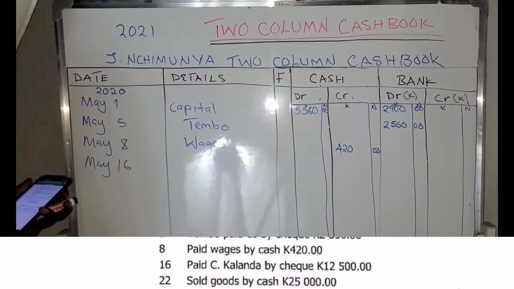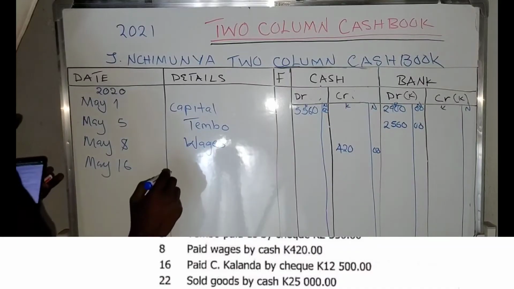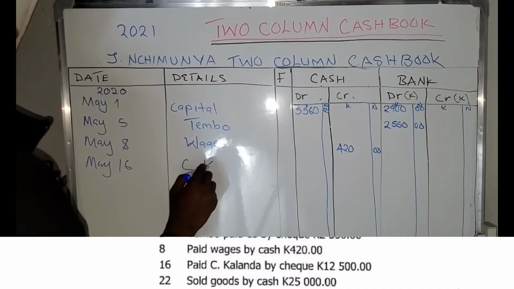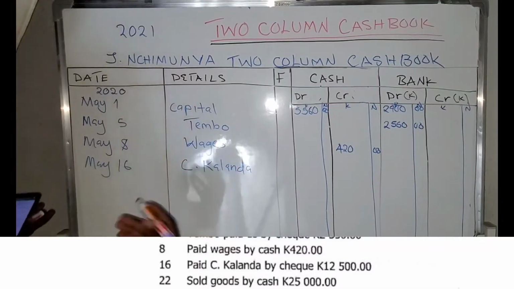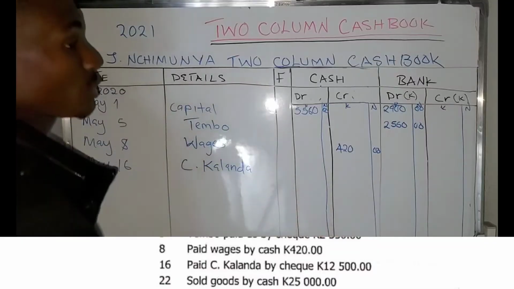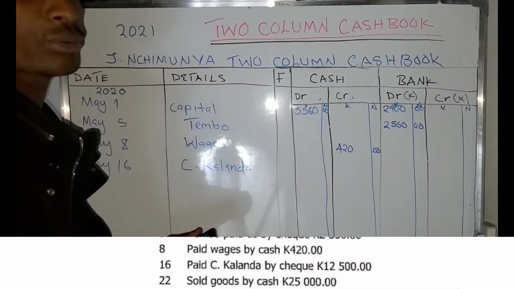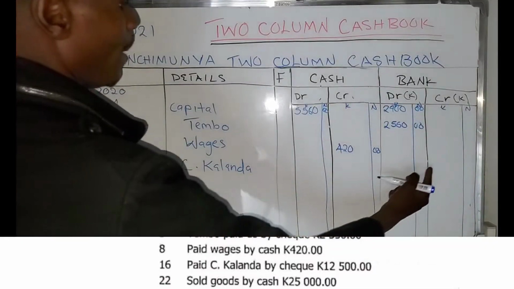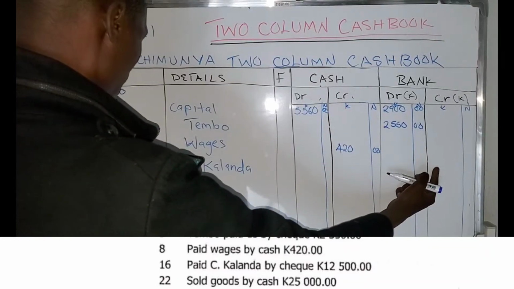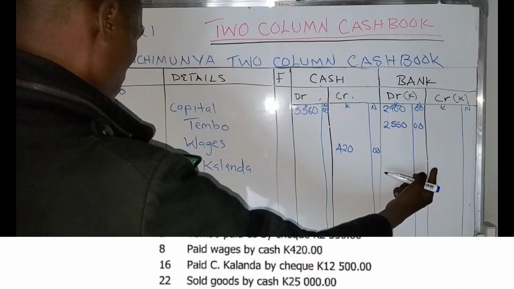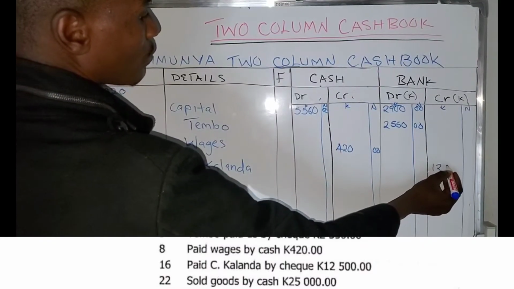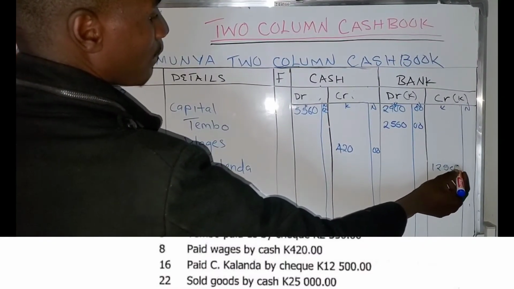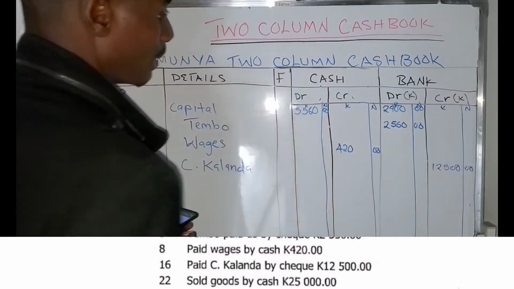May 16th, what happened? Paid C calendar by check. It's us who paid C calendar by check. So here we're going to write C calendar, the name of the person. Since we paid him by check, we lost money. Money was going out of the business. So we're going to credit bank here. We credit bank by how much? 12,500. So we're going to write here 12,500, 00 ngwe.